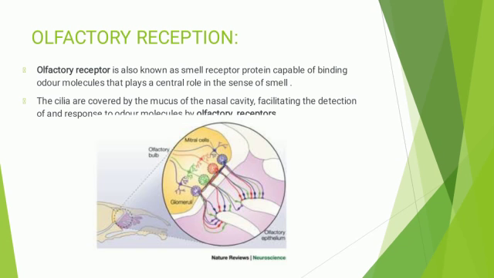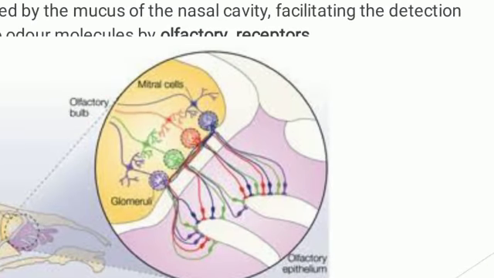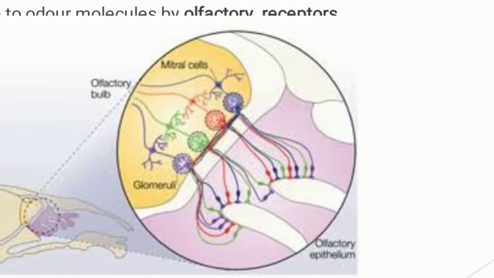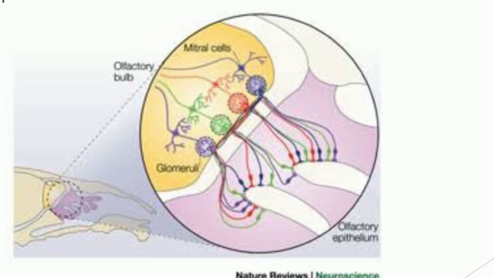Now we discuss olfactory reception. The word olfactory relates to smell. An olfactory receptor, also known as a smell receptor, is a protein capable of binding odor molecules that plays a central role in the sense of smell. The cilia are covered by the mucus of the nasal cavity, facilitating the detection of odor molecules by olfactory receptors. In this diagram, the olfactory bulb is zoomed in, where the glomerulus and nerve endings show how they relate to each other.